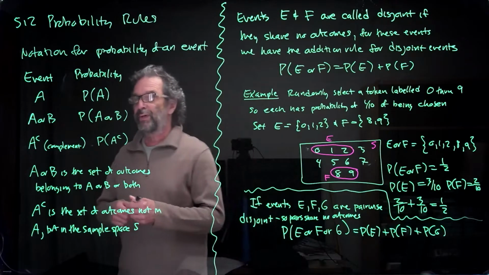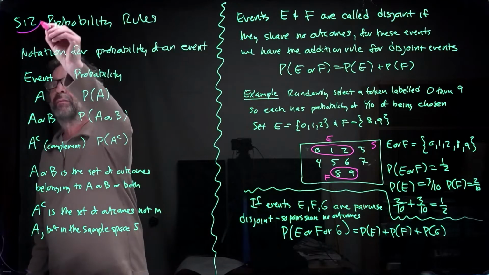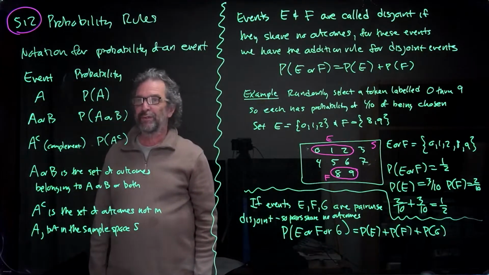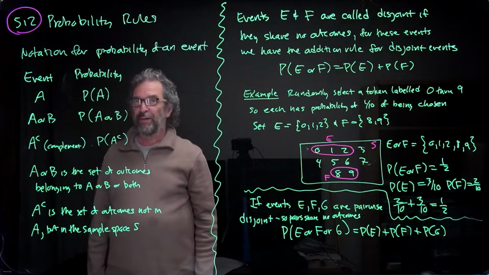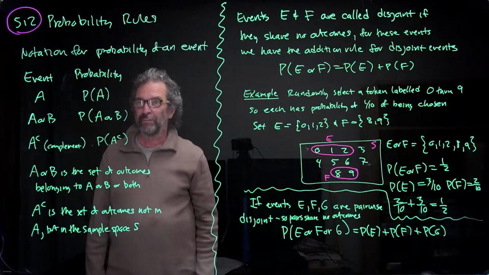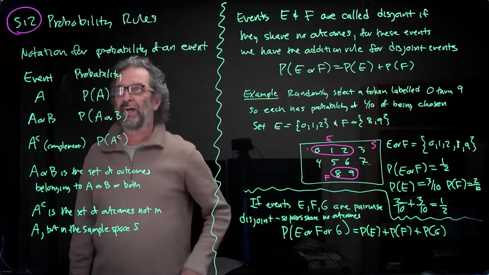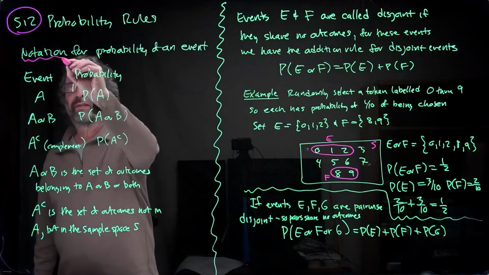So we're in section 5.2. Moving right along. We want to write down some probability rules. So we have to use probability notation, which can be a little bit troubling or confusing at times. The notation looks like this.